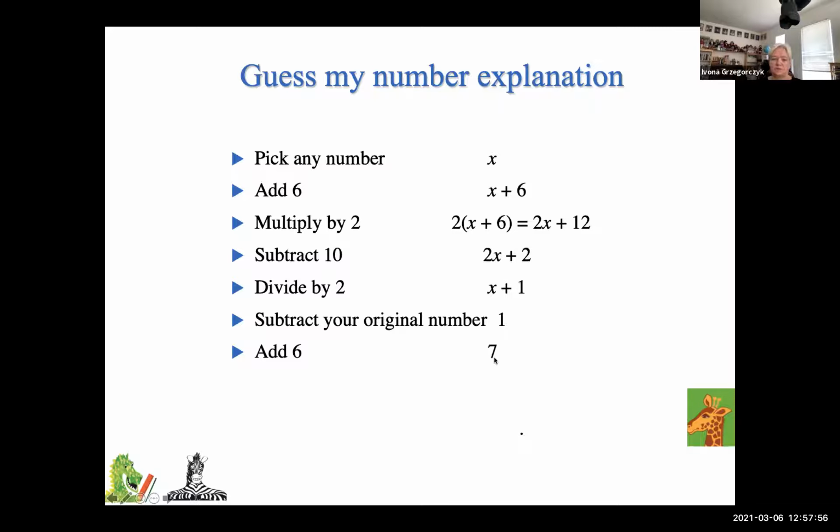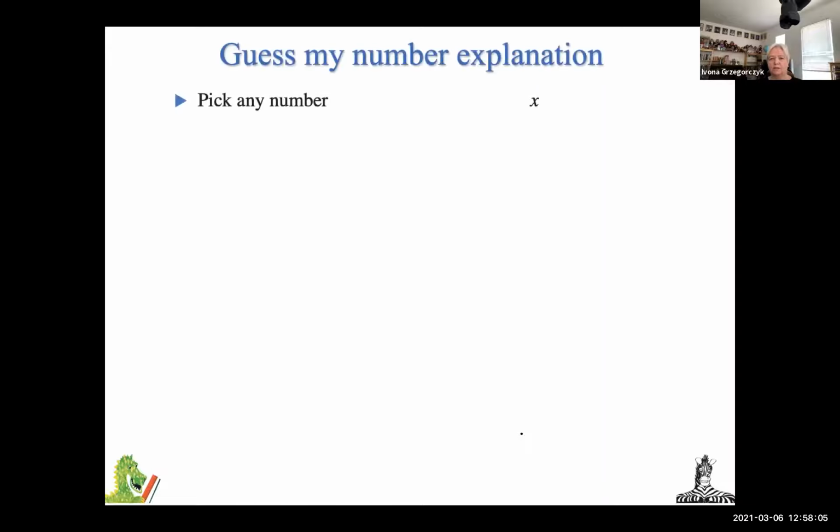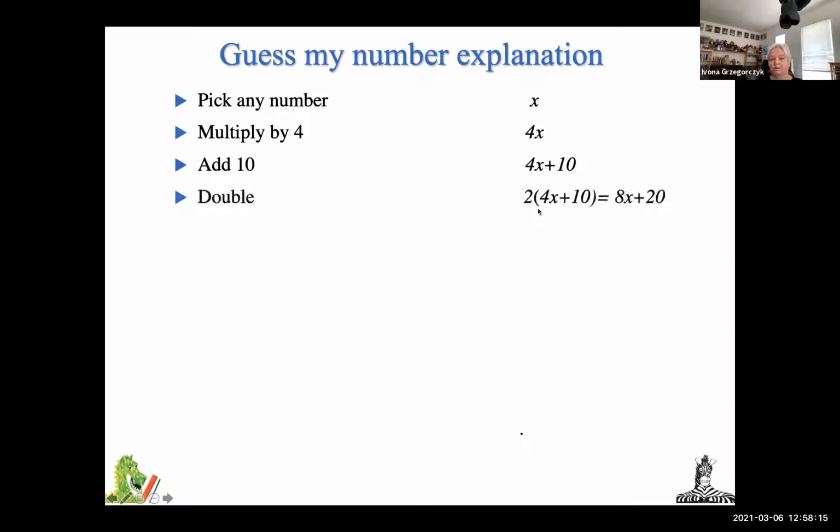So that's an easy trick, and so on. And you say your number is 7. Now, how about the other one? Well, the other one, I also said pick a number. So it was x, right? Multiplied by 4, add 10, right? Double. So you got 8x plus 20.